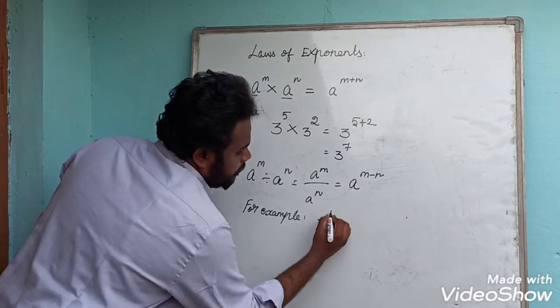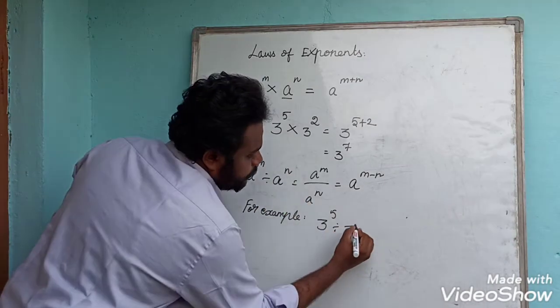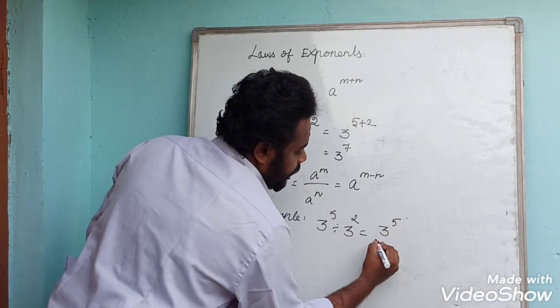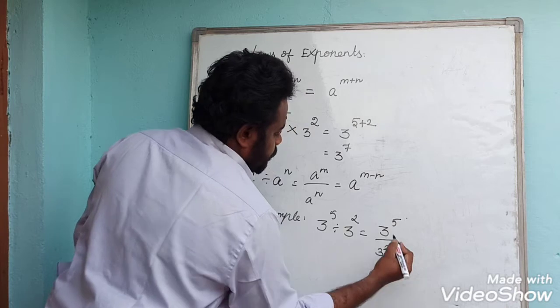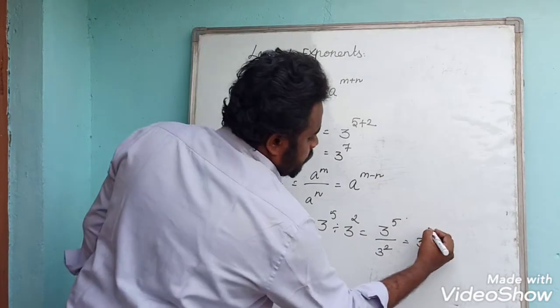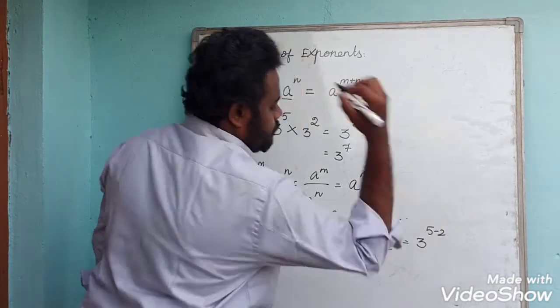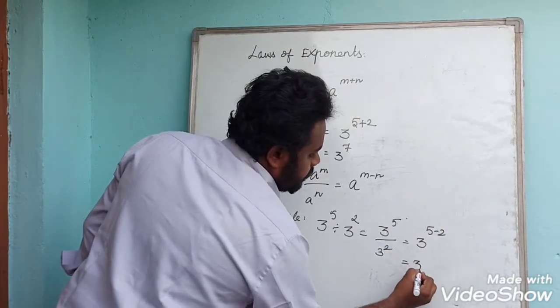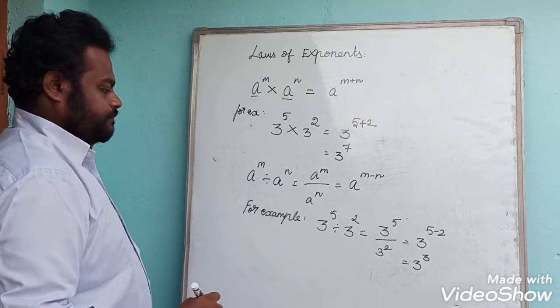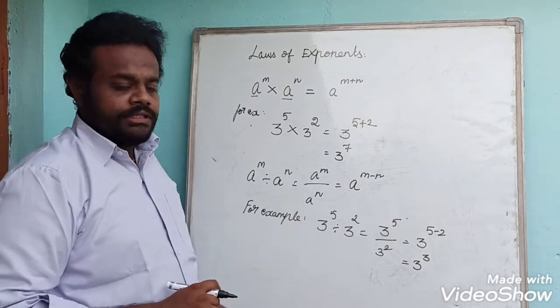For example, 3 to the power 5 divided by 3 to the power 2. So it can be written in the form 3 to the power 5 by 3 to the power 2, which is equal to 3 is common base, we have to subtract the power. So we get 3 to the power 3.